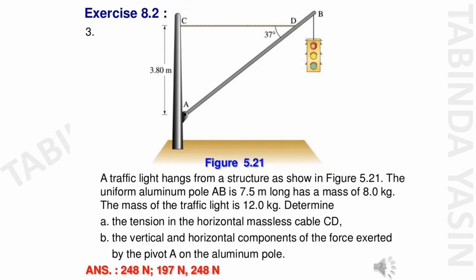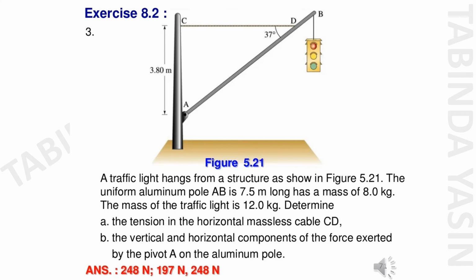Here you can see a picture of a pole of length, height 3.8 meter. This pole is hung by a street light at the point B. That pole makes an angle 37 degree at the point DC. A traffic light hangs from a structure as shown in figure 5.21.